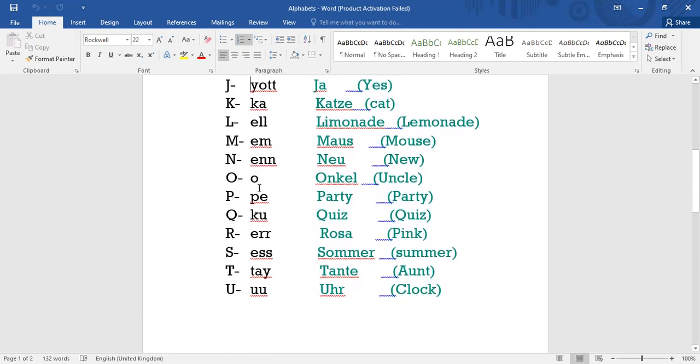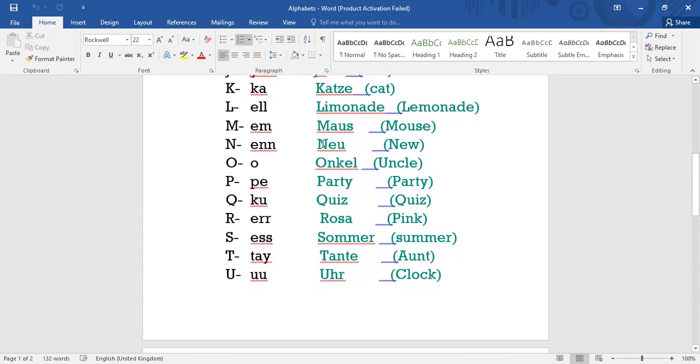N is the same as English. This is N. It gives a sound of N. So this is neu. This is an adjective here. This means new. O, this is O, same as English. This is Onkel, uncle in German, and uncle in English.